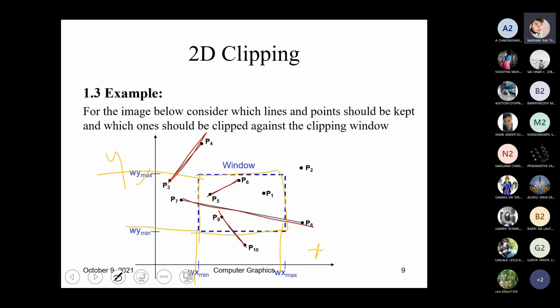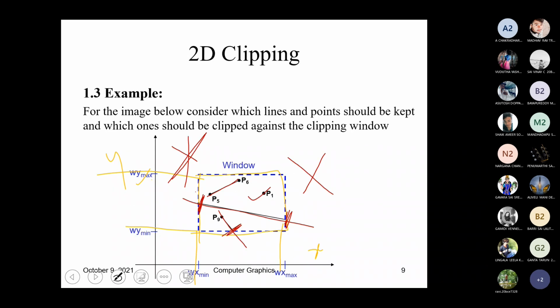So just look at the window. Yes, P3, P4 will be cancelled. And for P7, P8 you will only be able to see from here till here. Even for P9, P10 only till here you will be able to see. For P1 you will be able to see, and P2 will be clipped off. So after doing that, that is your outcome.